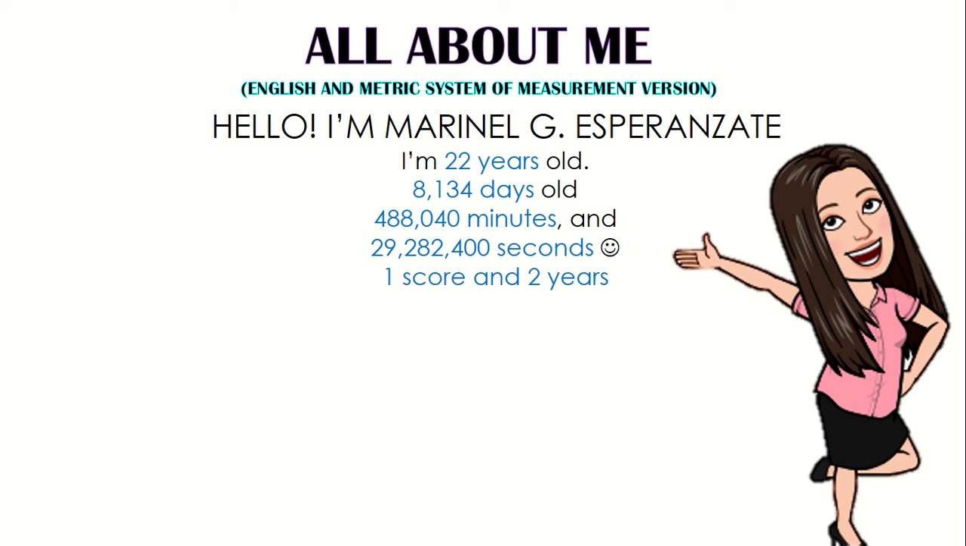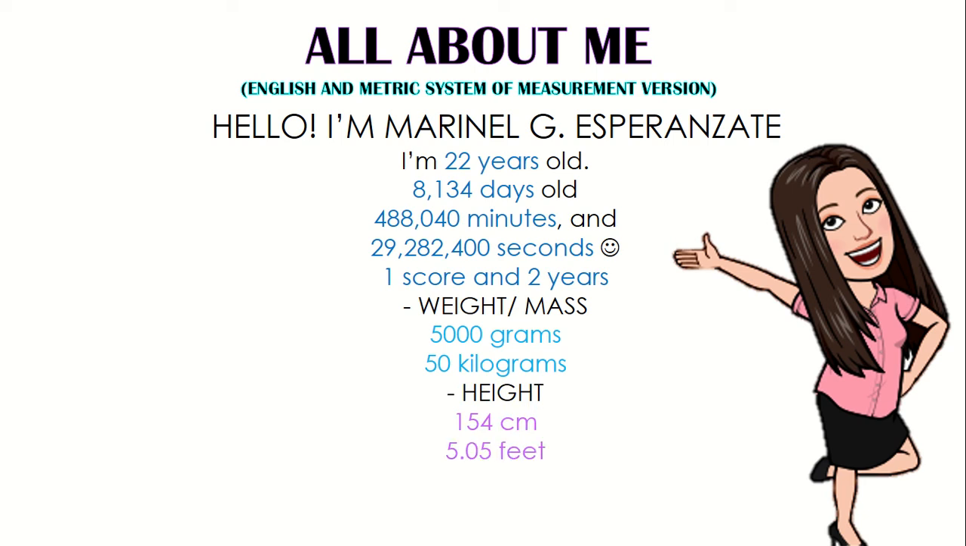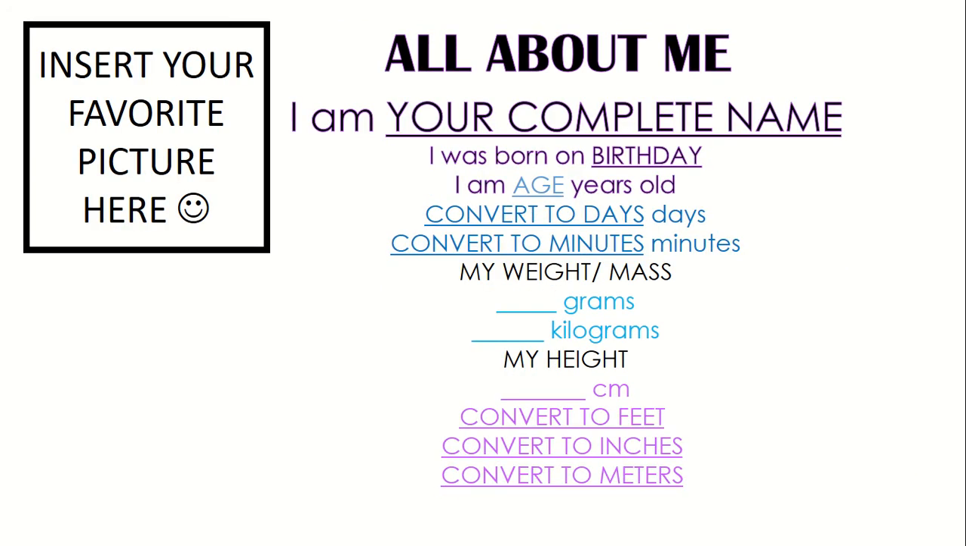Bakit 1 score? Kasi nalaman natin kanina na ang 1 score is equivalent to 20 years. So, 1 score and 2 years. Yung weight ko naman ay 50,000 grams or in kilograms, 50 kilograms. My height is 154 centimeters, 5.05 in feet, 60.63 inches, and or 1.54 meters. So, it's your turn.